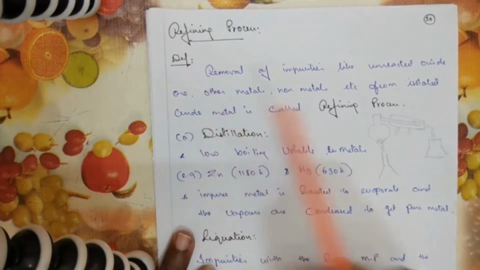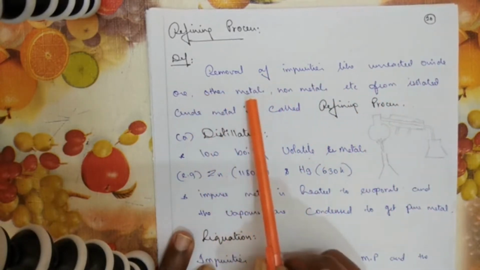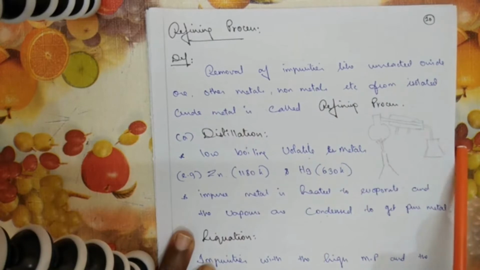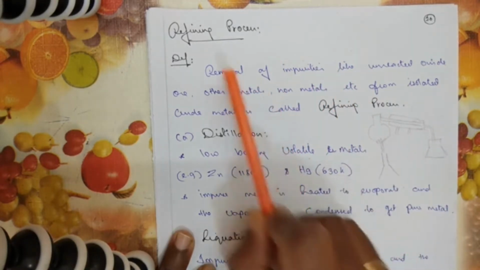To give you a short definition of the refining process: removal of impurities like unreacted oxide ores, other metals, non-metals, etc. from the isolated crude metal is called the refining process. I have told you every now and then that during the concentration of ore, certain types of impurities are removed. When we move on to the extraction of ores, in the process called smelting, if you remember, flux plus gangue gives you slag. Slag is another waste material that is removed. Now, after all these procedures, there will still be traces of impurities left behind or mixed with the crude metal. So, removal of such impurities is called the refining process.